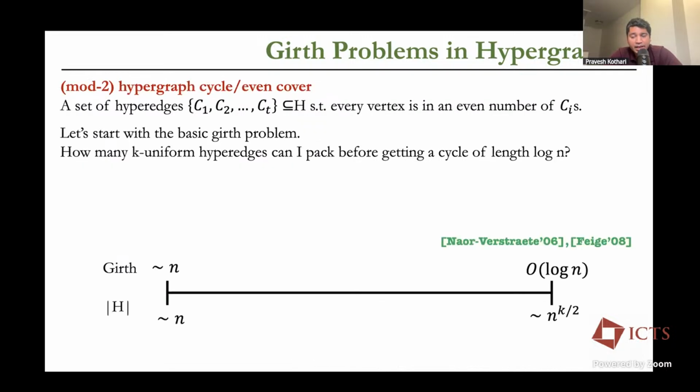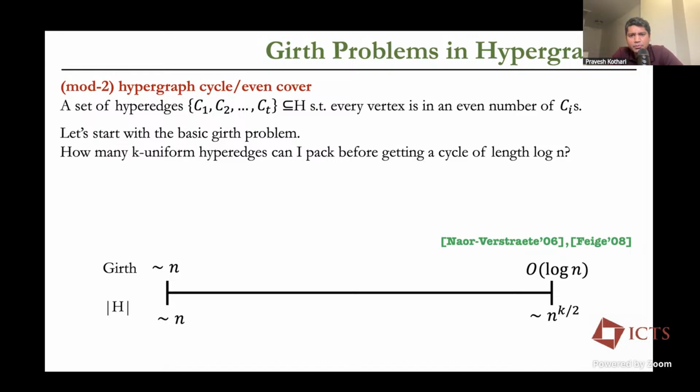So we're going to be interested in the question that Bollobás asked. Let's start by asking this basic girth problem. In fact, let's ask a very special case of it. We saw that in the context of graphs, about n edges imply that there is a cycle of length log n. Let's ask, how many hyperedges do I need in order for my hypergraph to always have a cycle of length about log n? This question was first studied by Asaf Naor and Jacques Verstraete, and they proved this result: if I have any k-uniform hypergraph with at least n to the k over 2 hyperedges, then it must have a log n length mod 2 cycle.